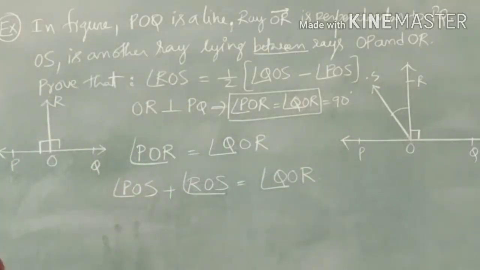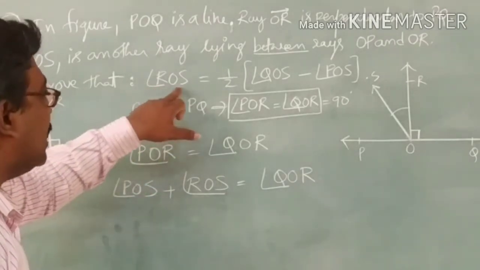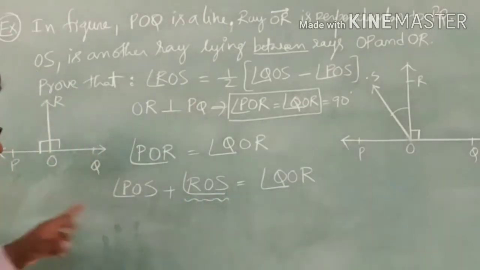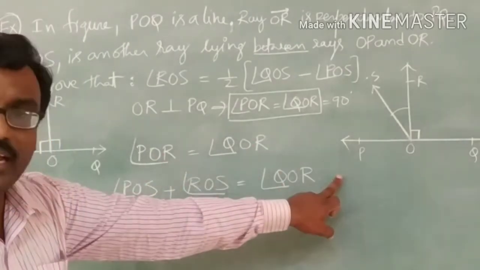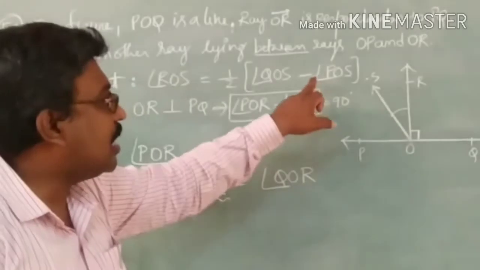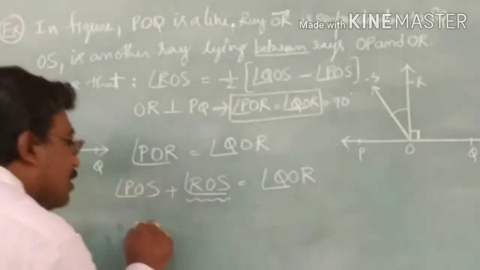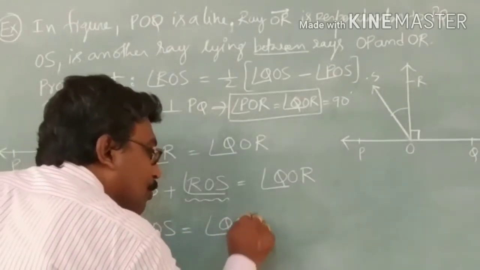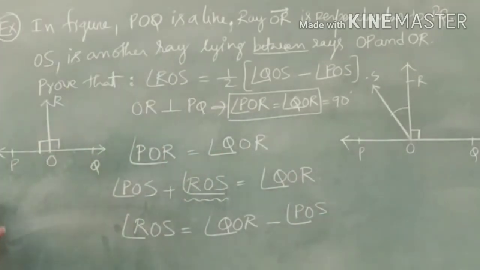Okay? Now, see what we need to prove. Angle ROS only. We don't want this angle POS. Send it to the other hand side. Here it is plus, go to that side, minus. Already it is minus POS there, so we are already in touch with the solution. So angle ROS is equal to angle QOR minus angle POS.